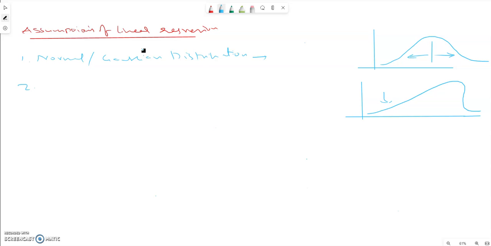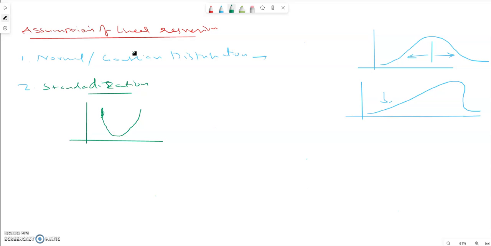Now, the second assumption is standardization. Now, what is standardization here? Let us take an example of gradient descent problem. Suppose we have a graph like this. Standardization is very important for the gradient descent problems.